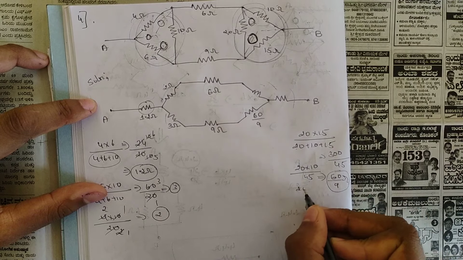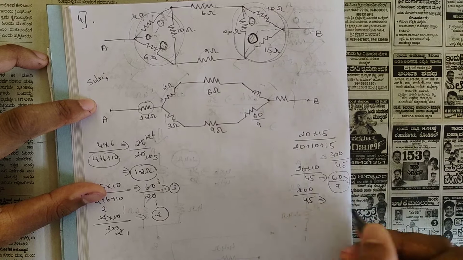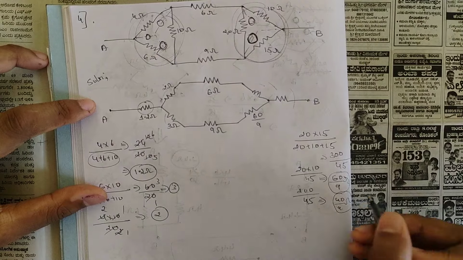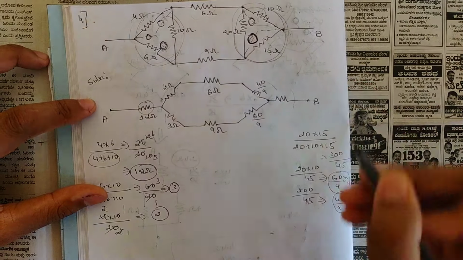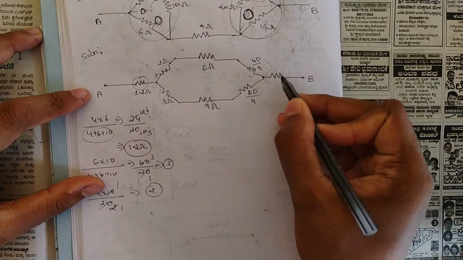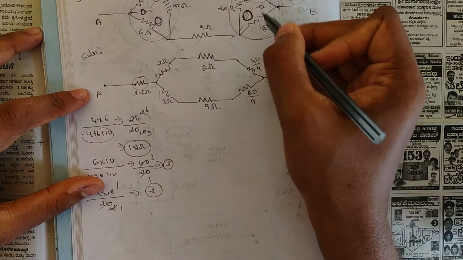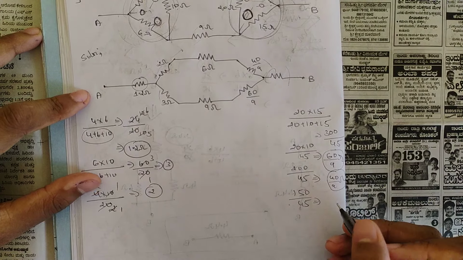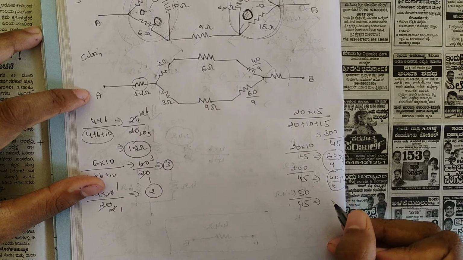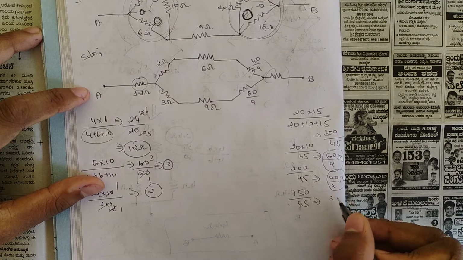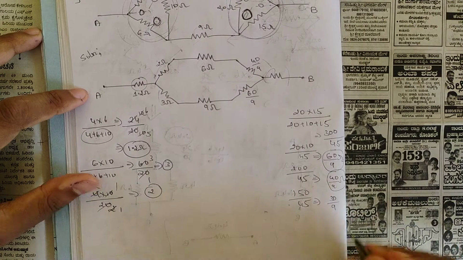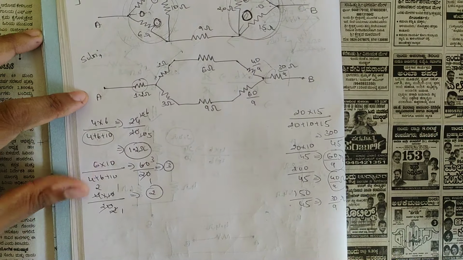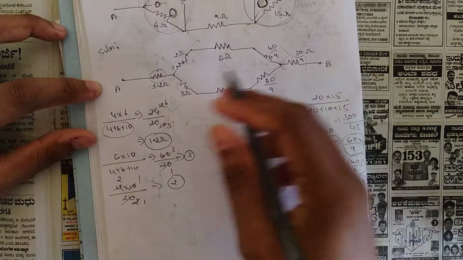So this would be 200 by 45. So 200 by 45 is 40 by 9. You can simplify and check it later. So this here is 40 by 9. Similarly, these two are opposite resistances. 15 tens are 150 by 45, that you would be getting as 30 by 9. So keep this 30 by 9 ohm like this. You can check it later. Like this we have solved.